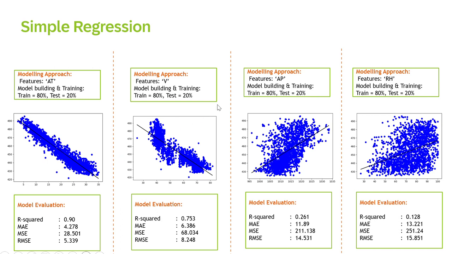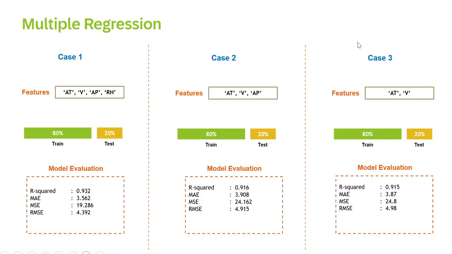Having this in hand, we decided that since there are four variables and these variables are independent in nature, it's always good to have a combination. So that means we have to go for multiple regression. So three cases were identified here. In the first case, all the four features were selected. Again, went ahead with the standard train and test approach, 80 and 20%.